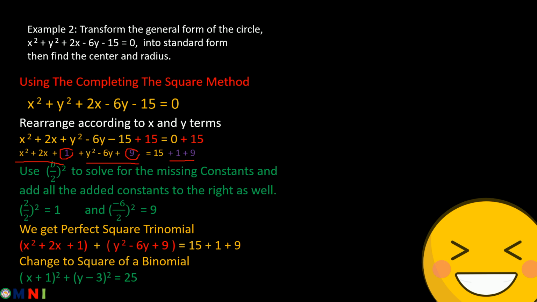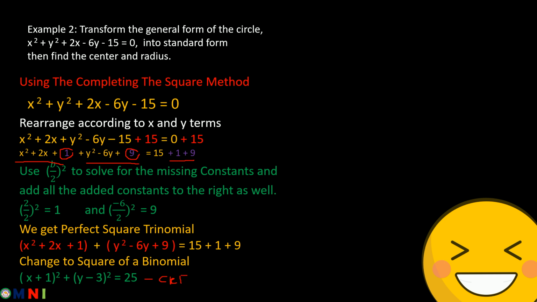For the y also, it's y. Square root of y, and then minus, copy the sign, and then square root of 9, which is 3, and square it equals, you add it, there is 25. So this is the center-radius form, or the standard form.